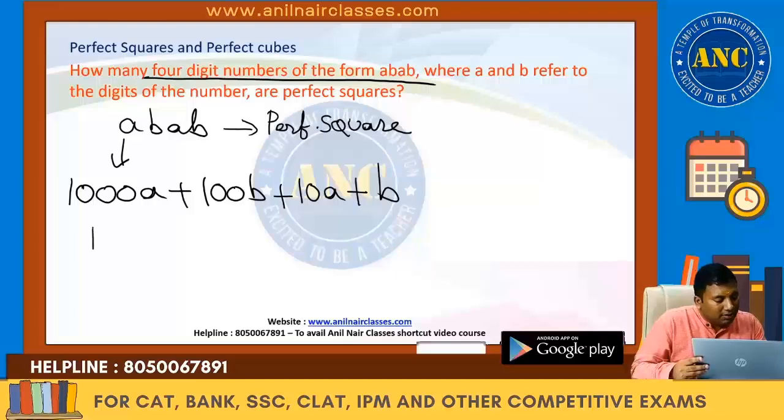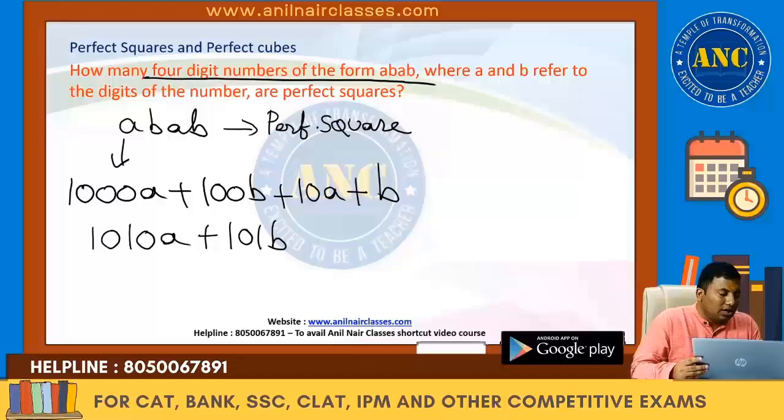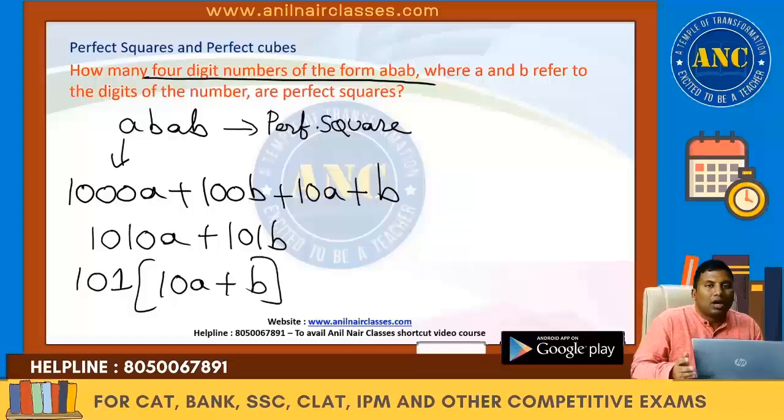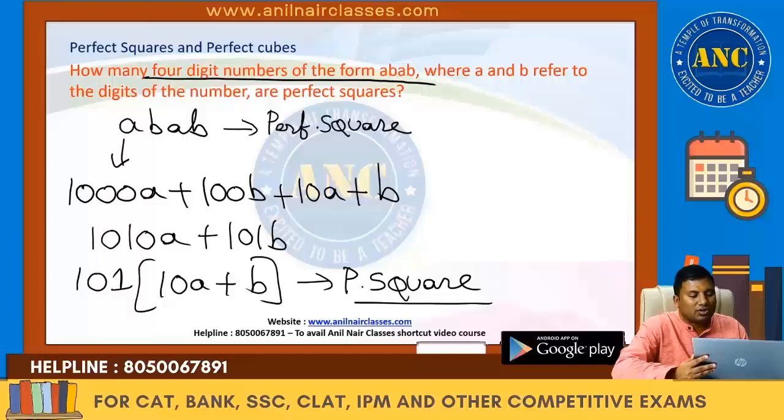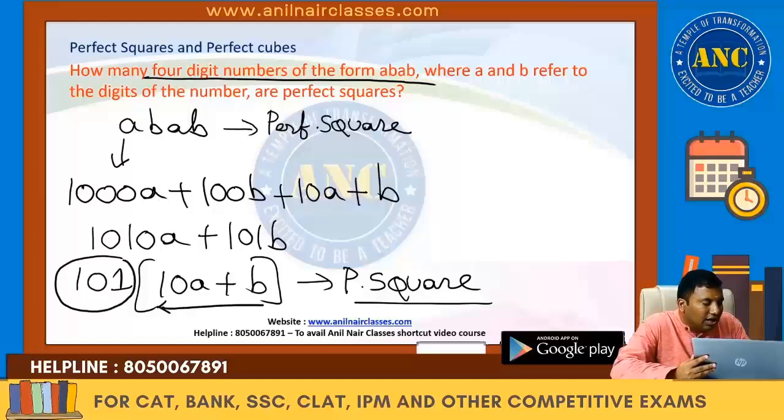1000A plus 10A is 1010A. 100B plus B is 101B. Taking 101 common, this is nothing but 101 times (10A plus B). Now see here. He is telling that this number is a perfect square. This number cannot be a perfect square. Why? Because 101 is there, times 10A plus B.